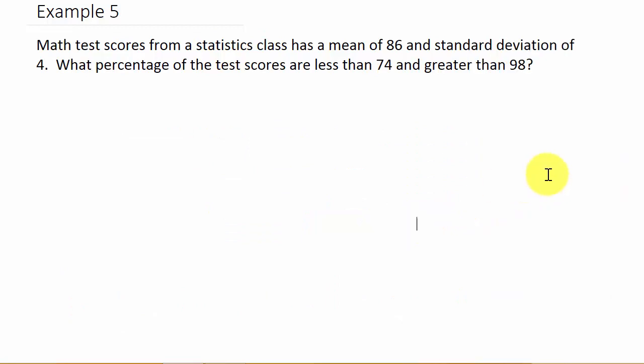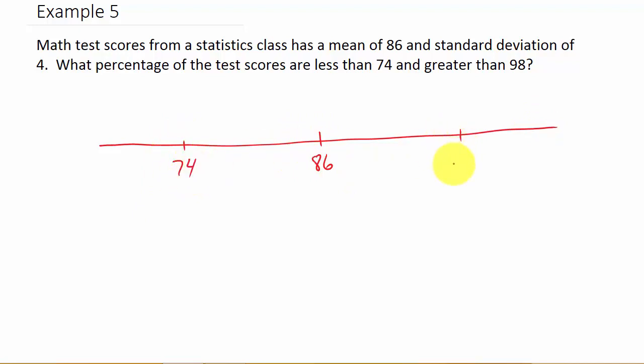Math test scores from a statistics class have a mean of 86 and standard deviation of 4. What percentage of the test scores are less than 74 and greater than 98? Well, let's take a look at this. Let's draw out what we're looking for. So the mean is 86, and I've got 74 and I've got 98. So let's see. I'm going to have to add 4.